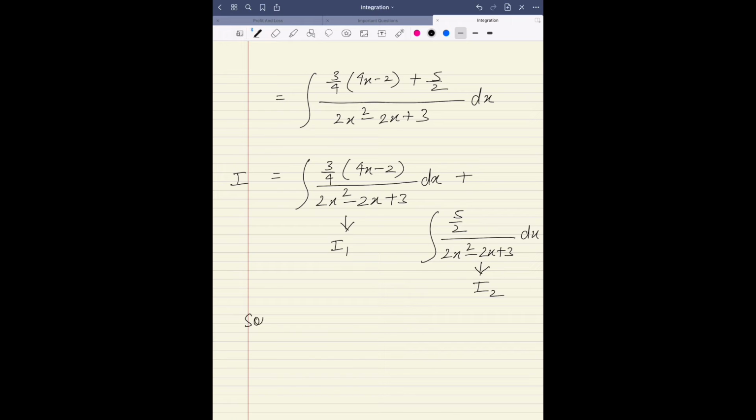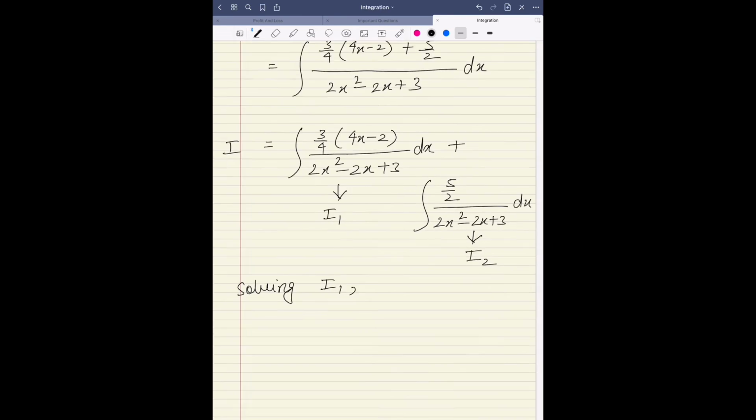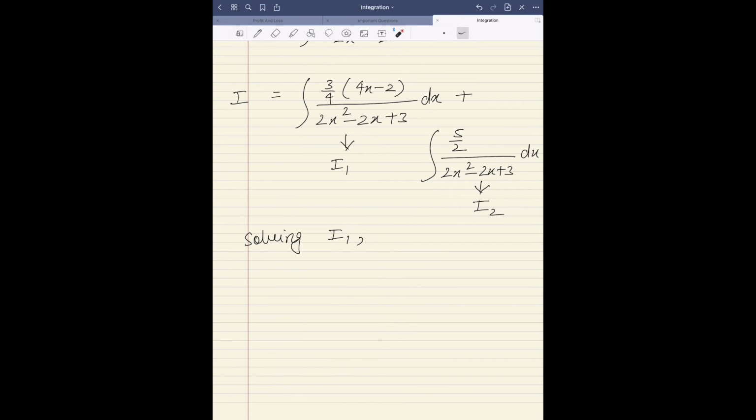I1, so solving I1. Now remember, this is going to remain same if you have these kind of questions, because we have already differentiated this. That's how we got 4x minus 2. So this is a part of substitution where you have to take the entire denominator as t. So you take this as t, differentiate this, we get 4x minus 2 dx is equals to dt. I hope you guys are clear with substitution. If you are not, I'm going to prepare a video for that also pretty soon.